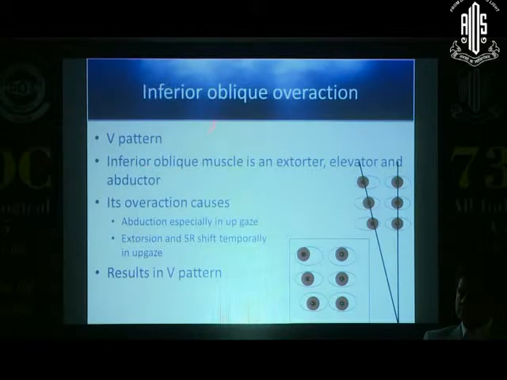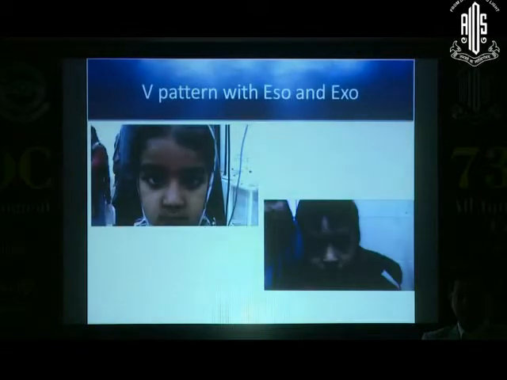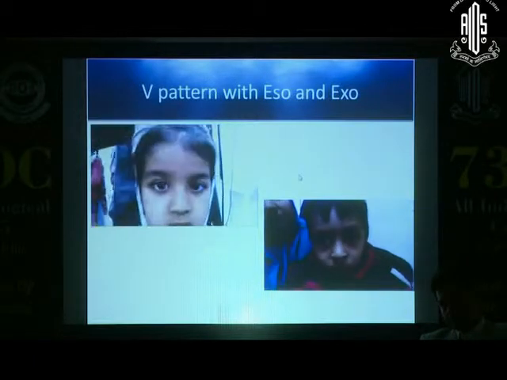I think we all know that if there is an infraoblique overaction, there would be a V pattern. We know the basic function of infraoblique, and a V pattern means that the eye would be moving outside when the patient tries to look up, and it would be adducting when the patient tries to look in the down gaze. So in a V esotropia, it would be ortho or exo in the up gaze, and in down gaze the eso will be more pronounced, and in exo, the exo will be more pronounced in up gaze, and it would be reduced in the down gaze.